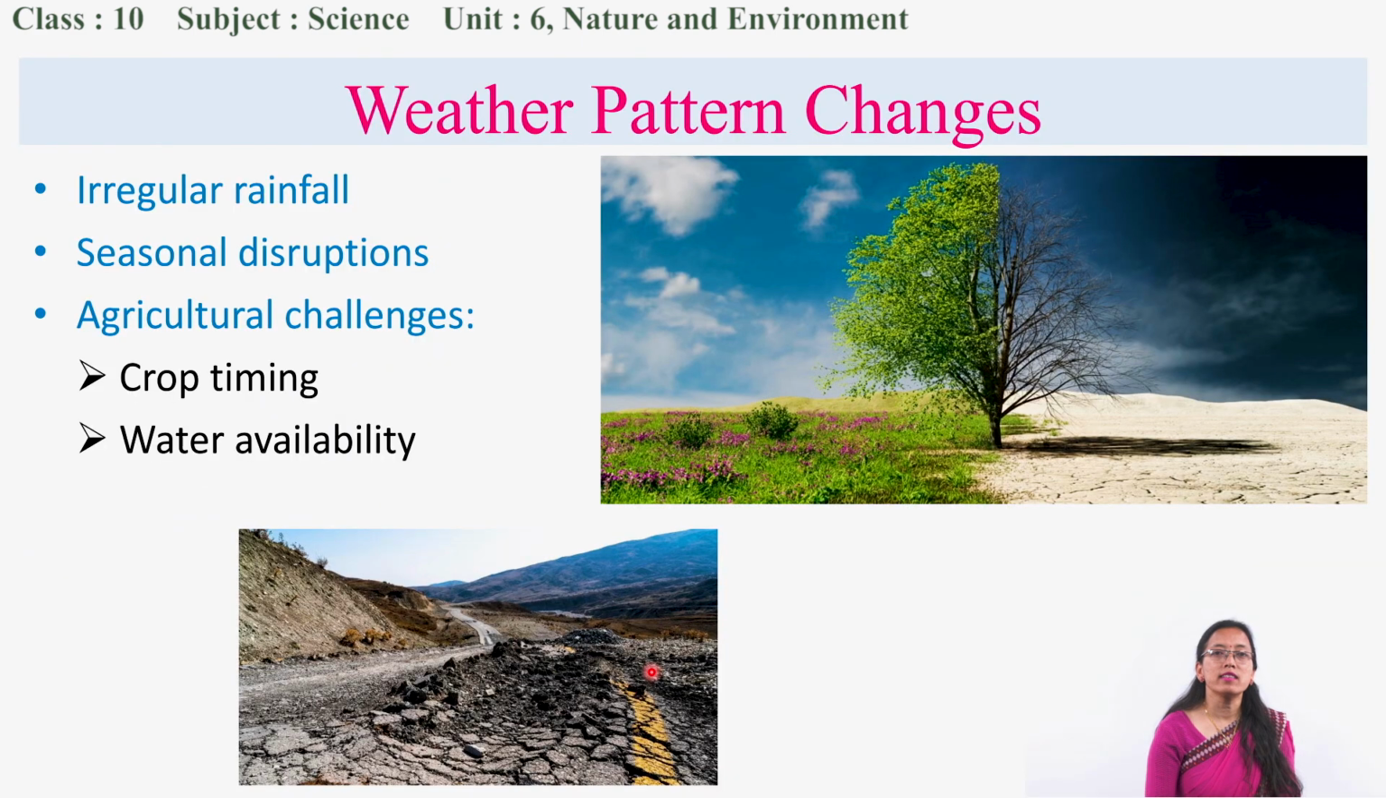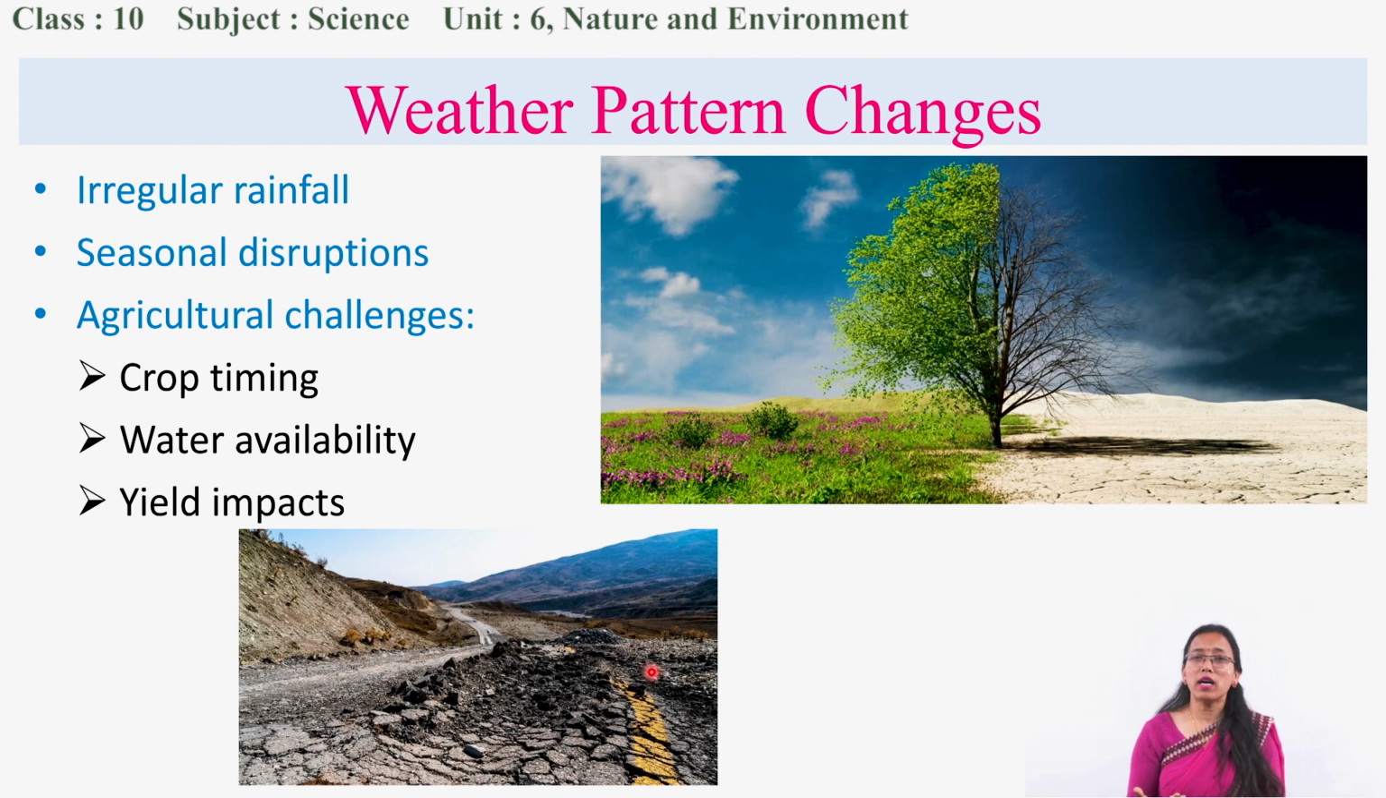Another one is water availability. For agriculture, we need water to grow the plants. So, due to climate change, the water availability is also challenged. Another one is yield impact. That means growth of the plants. If there is no water, there is no good condition for the growth, then the yield of the crops is also affected by this weather pattern change.